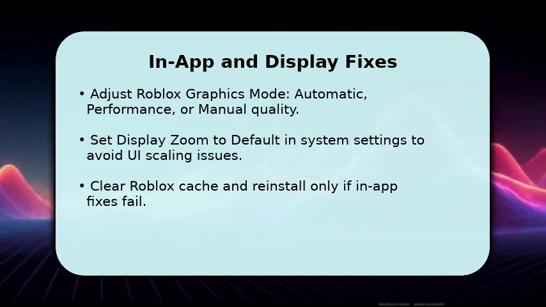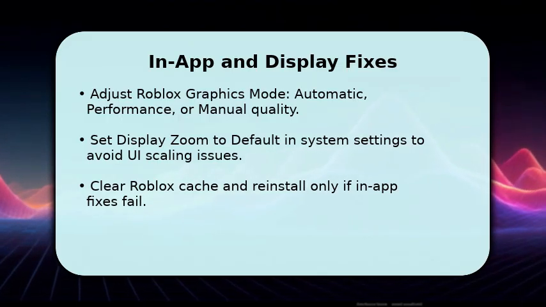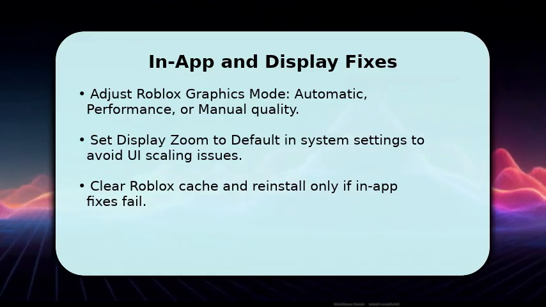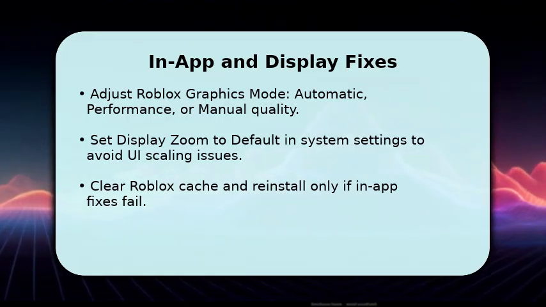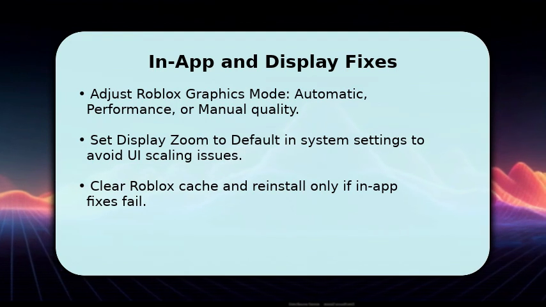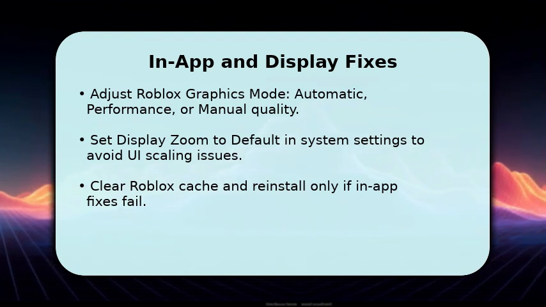If UI still misaligns, clear Roblox app cache. If that fails, uninstall then reinstall to refresh corrupted resources. These actions change how assets render so portrait mode becomes stable.